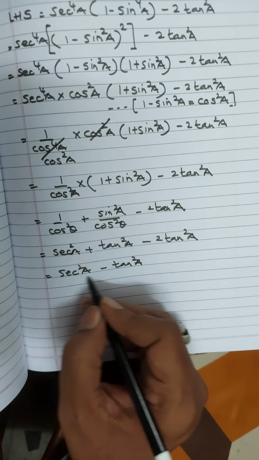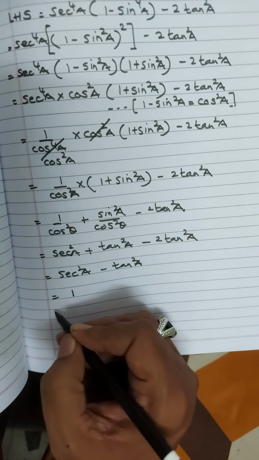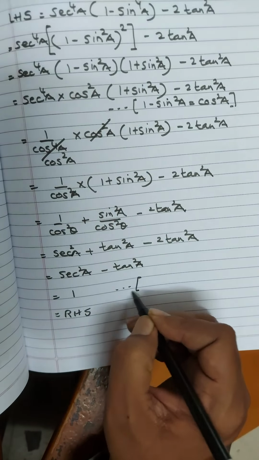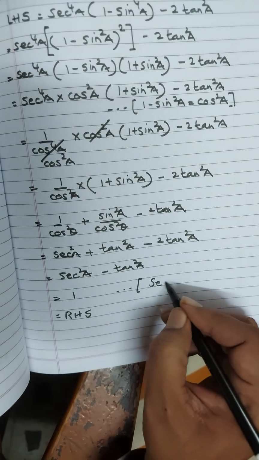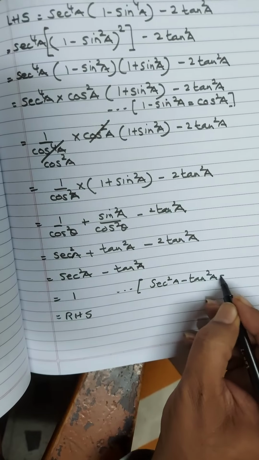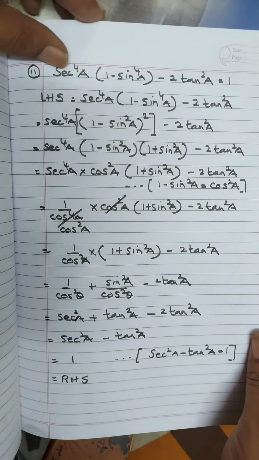Okay, now check the identity. Sec square A minus tan square A is equal to 1. So we got the answer equal to the right hand side. We can write here sec square A minus tan square A is equal to 1. I hope you understood this part, this question also.